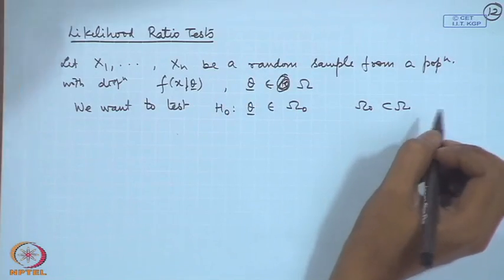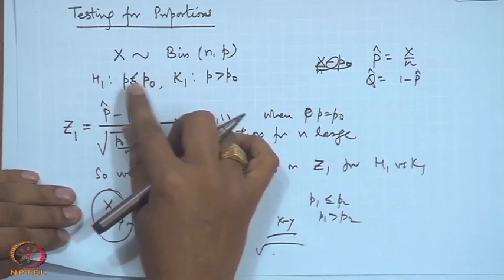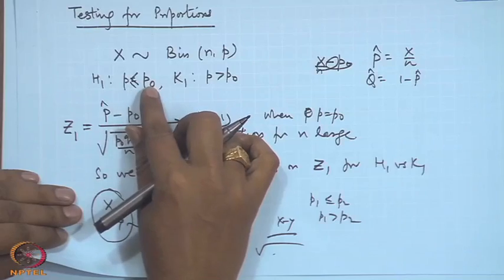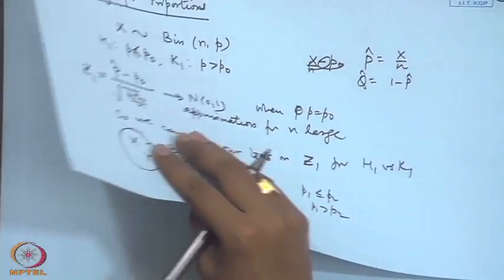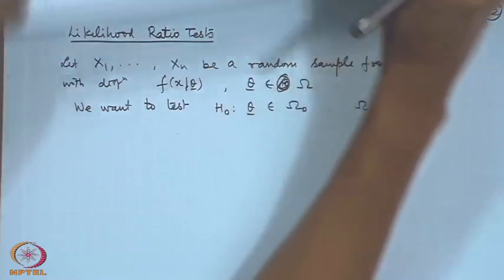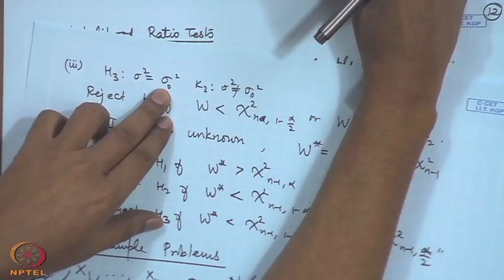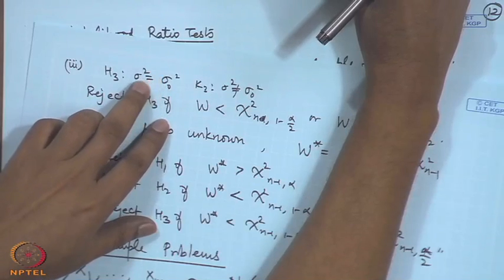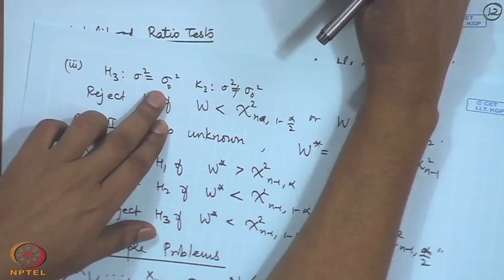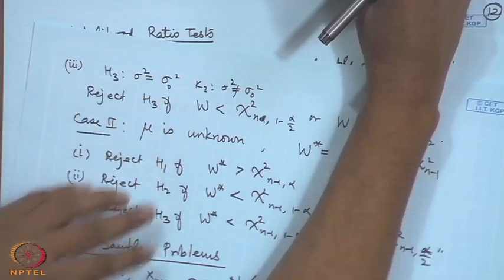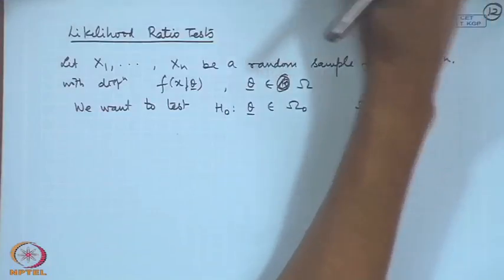As you have seen in all these problems, like in the binomial problem p was lying between 0 to 1. So, the parameter space was 0 to 1, but in the null hypothesis we are restricting attention to 0 to p naught. If you consider the previous problems of normal populations, for example, here you are writing sigma square is equal to sigma naught square, but here your mu range is from minus infinity to infinity, and sigma square can be greater than 0. So, the full parameter space is that, but in the null hypothesis you are saying mu is from minus infinity to infinity, but sigma square is equal to sigma naught square. So, you are specifying a region.